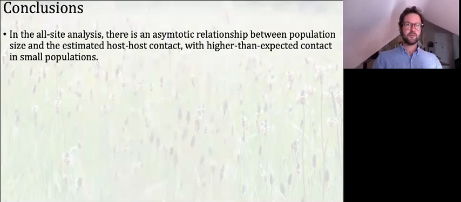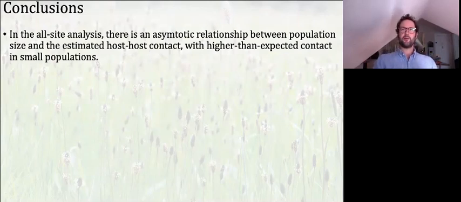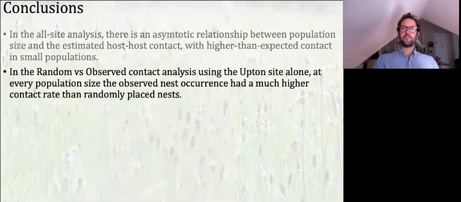So, conclusions. In the all-site analysis, there's an asymptotic relationship between population size and the estimated host-host contact, with higher than expected contact in small populations. In the random versus observed contact analysis using the Upton site alone, at every population size, the observed nest occurrence had a much higher contact rate than randomly placed nests.